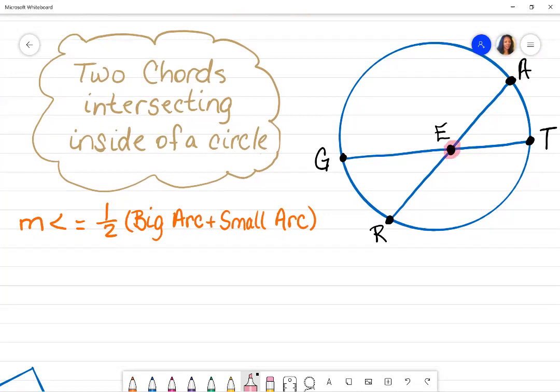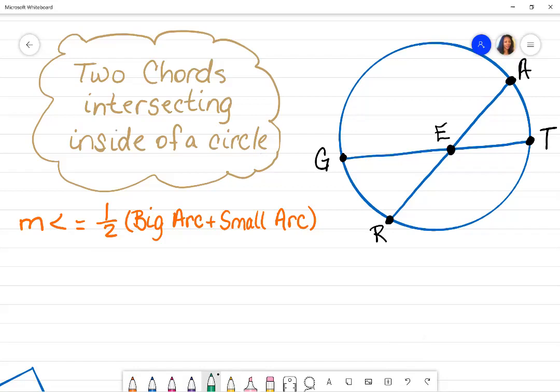So for the vertex of these specific angles, they are neither in the center nor on the edge of the circle. So they have their own formula, which states that the measure of the angle is equal to 1/2 of the big arc plus the small arc. Because there's more than one angle, I have to know what I'm working with. So for angle E, I have 4 different angles that can go with that.